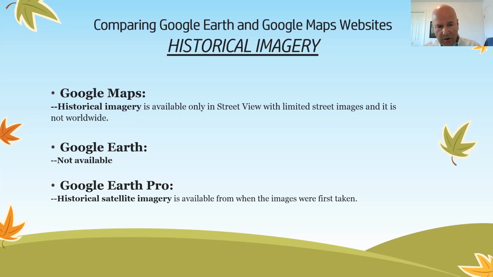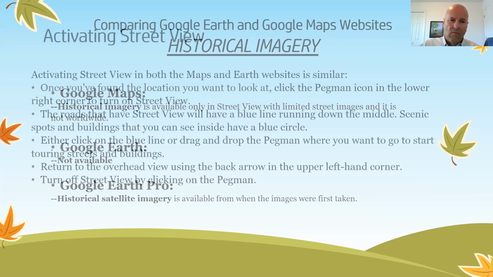In Google Earth Pro, you can get historical satellite imagery. I can see my neighborhood and what my house looked like, and my neighborhood before my house was built, going back to when satellite images were first taken. There's probably a dozen or more satellite images of my neighborhood that I can look at.